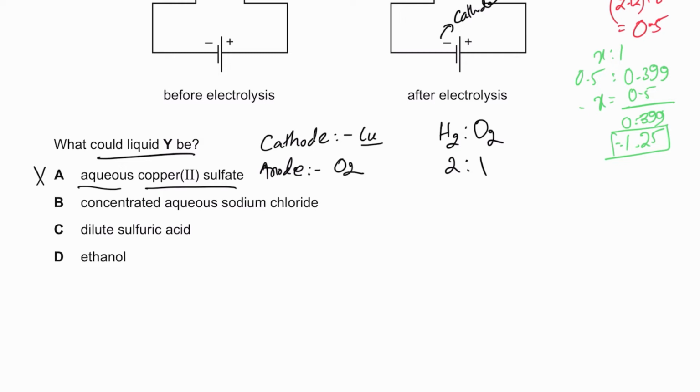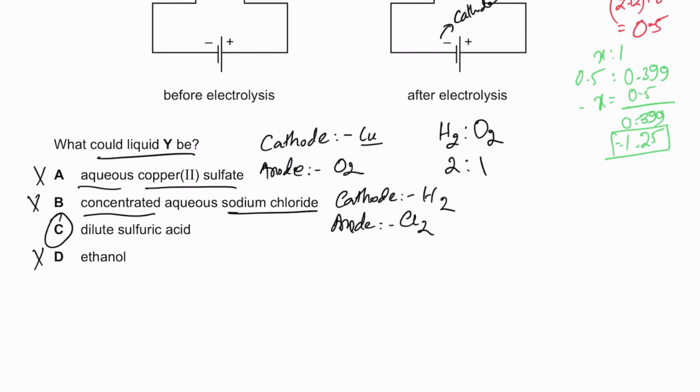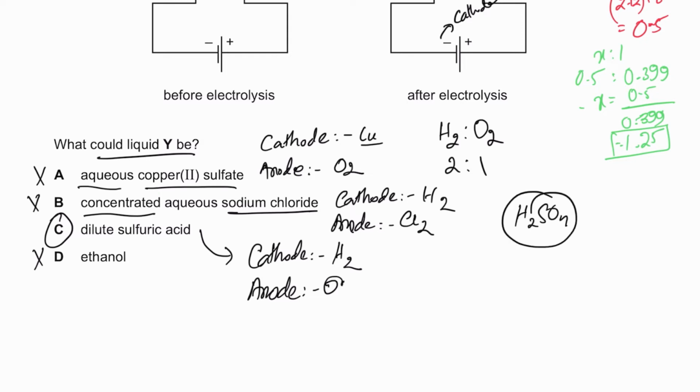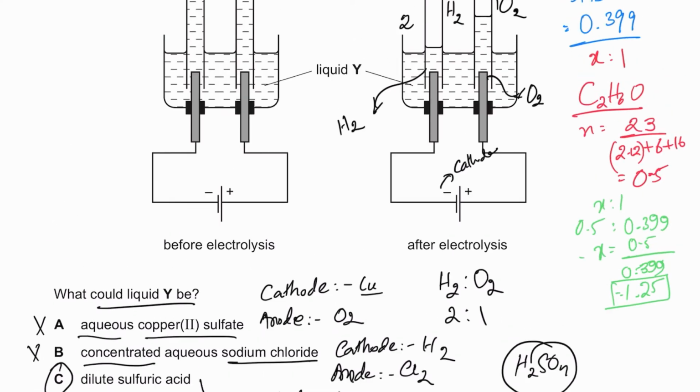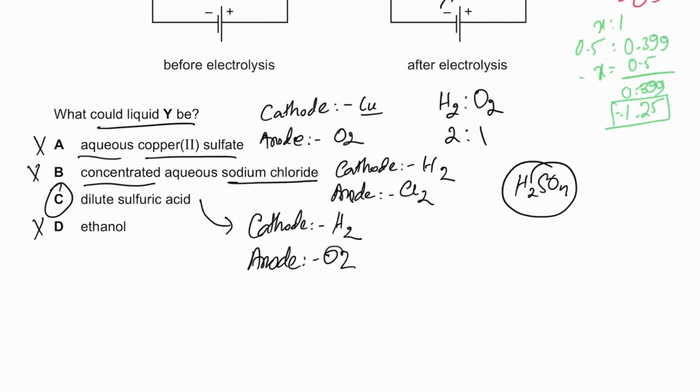So this is wrong. Concentrated aqueous sodium chloride. So at the cathode, we are going to be having hydrogen, but this time at the anode, since it's concentrated, we're going to be having chlorine gas. So it's going to be wrong. Ethanol cannot be electrolyzed. So the only answer is dilute sulfuric acid, because since it's dilute, in the cathode we're going to have hydrogen, and the anode, since it's an acid, the compound is H2SO4, in the anode we're going to have oxygen. So for number 13, the answer is going to be C.